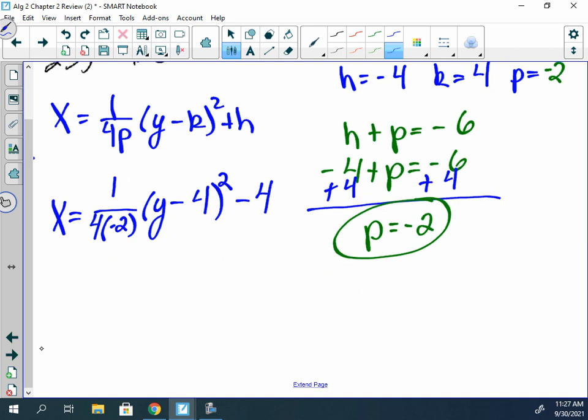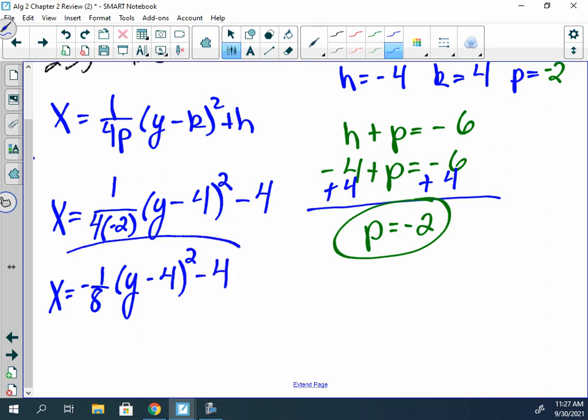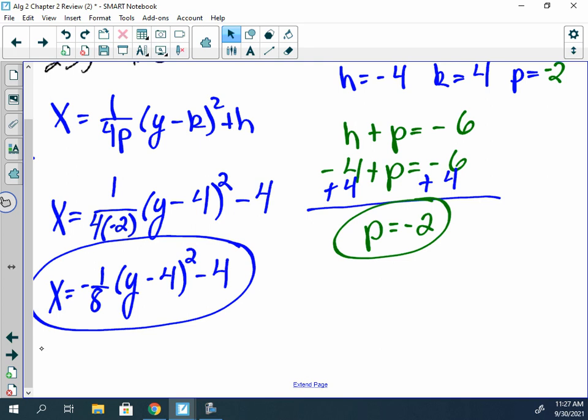Now at this point here, we can simplify down. 4 times negative 2 would end up giving us negative 1/8 times y minus 4 squared minus 4. And that's it. Any other questions on 24 through 27? Questions on 24, 25, 26, or 27?